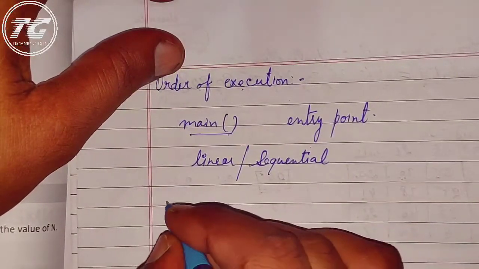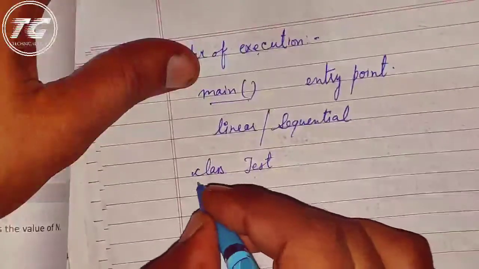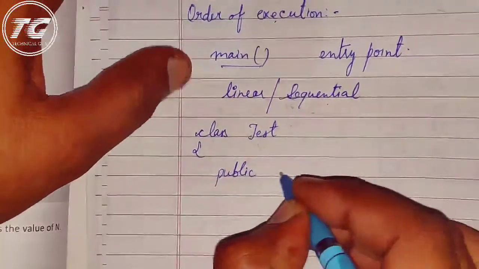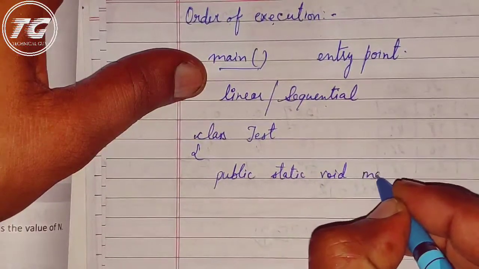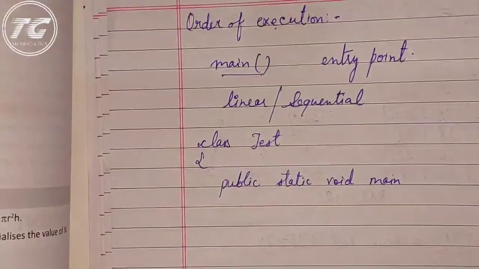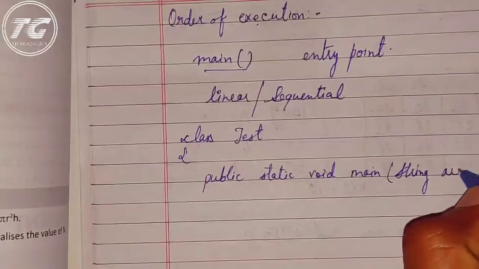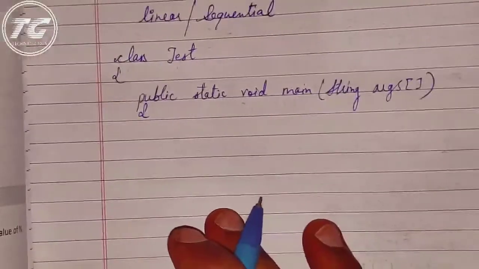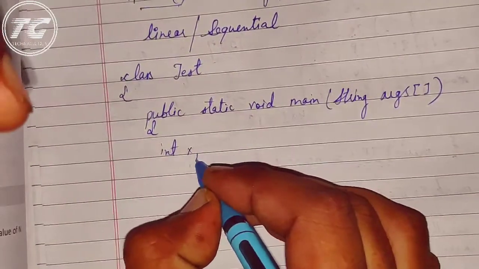Suppose you have created a class and the name of the class is Test. This class has a public static void main method with String arguments. Suppose you have a few statements in the main method. The first statement is int x, y. So this is the first statement.